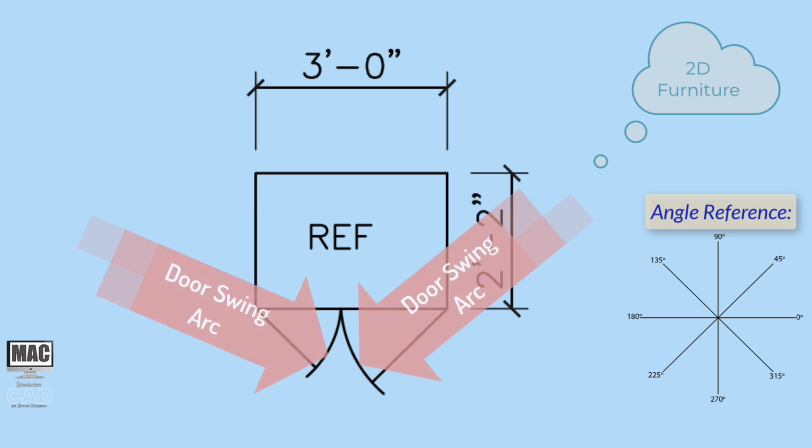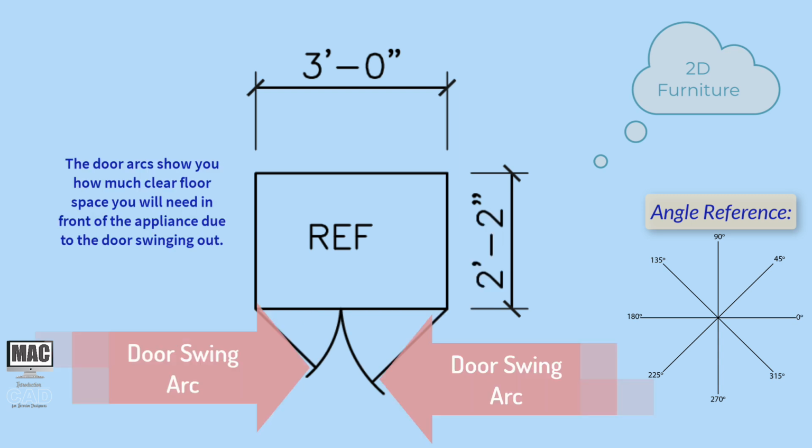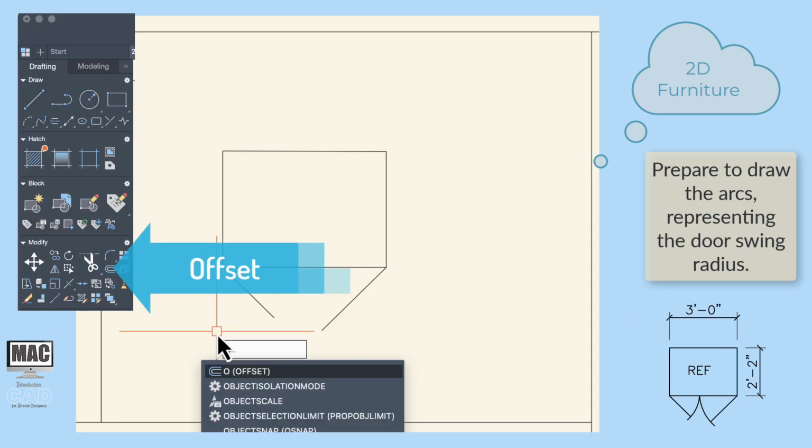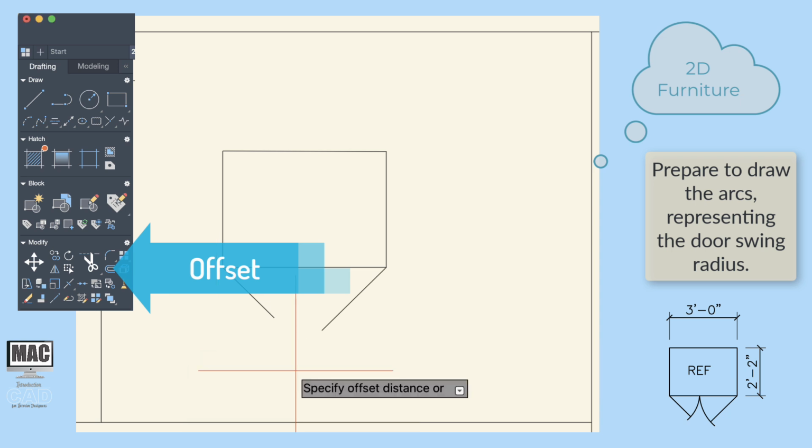Now we will add the arcs for the door swings. This is an important part of the appliance graphic for space planning so that you can determine how much clear floor space you will need to accommodate in front of the appliance. To prepare, offset the right side of the refrigerator 20 inches.